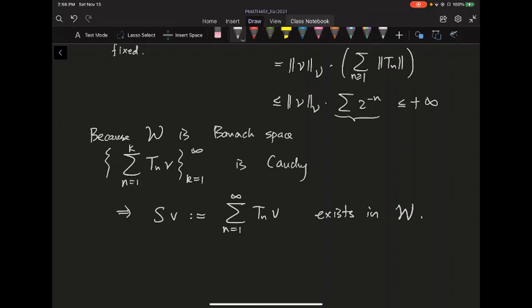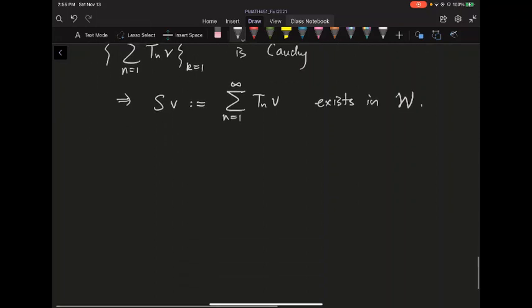So now I've defined a pointwise map. This S, I know how to define it on every single point. Compare it with the proof that L1 is complete: we basically defined a pointwise limit. So now the second step. Recall what we did in L1, we defined a pointwise limit. Well, we need to show this pointwise limit is inside the normed vector space.